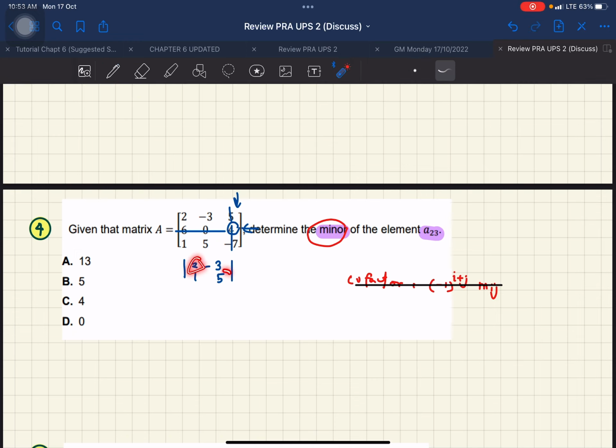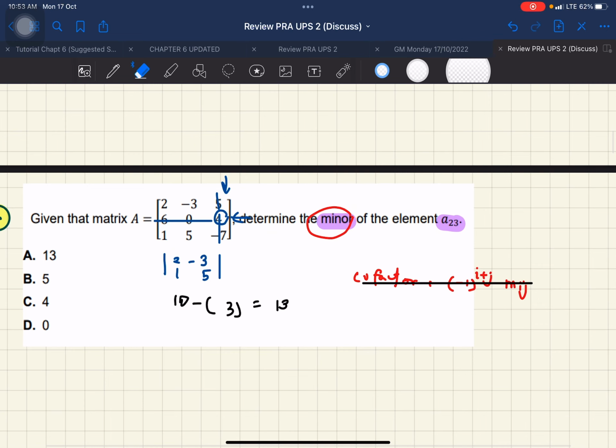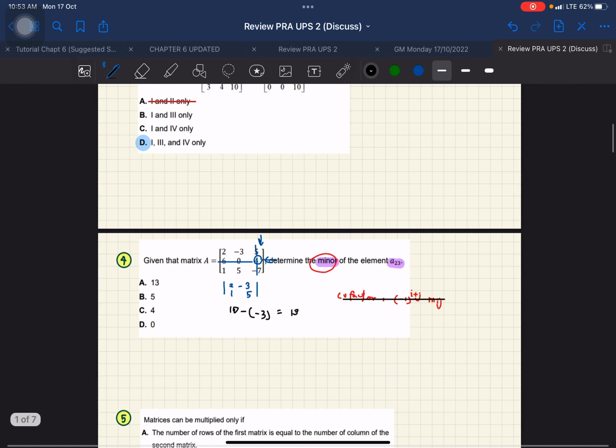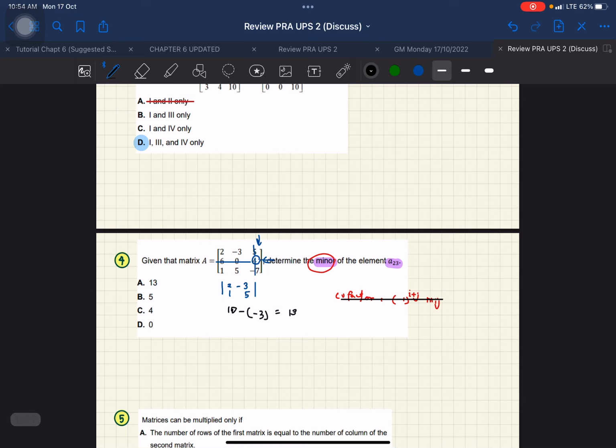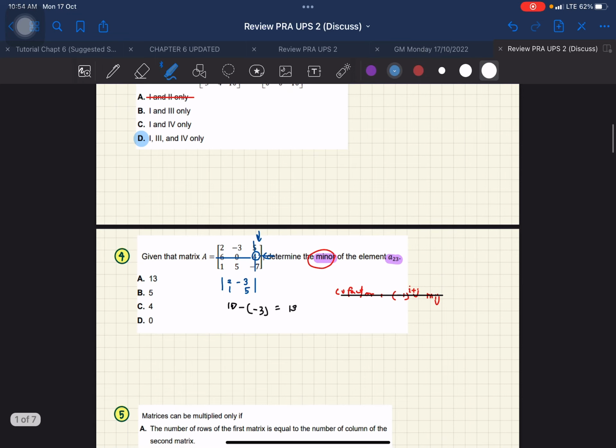So you have 2 times 5 is 10. And then minuskan with negative 3 times 1 is negative 3. Equals to 13. So this is your answer. Oopsie, sorry. Tulisan saya memang tulisan doktor. Okay, so dapatlah 13. So jawapan kita for this one is A.